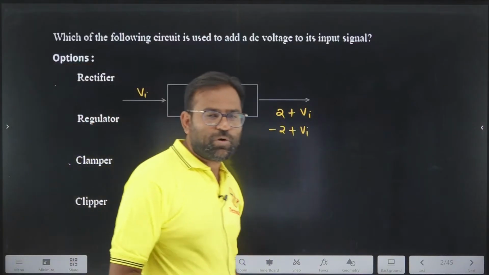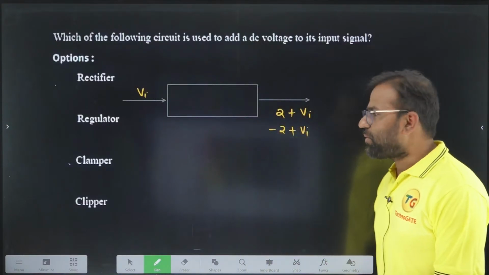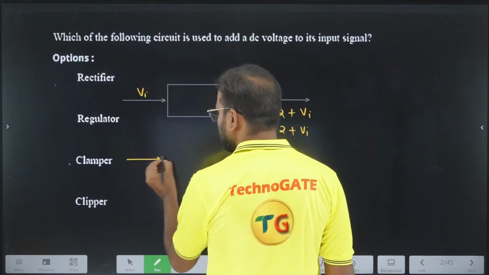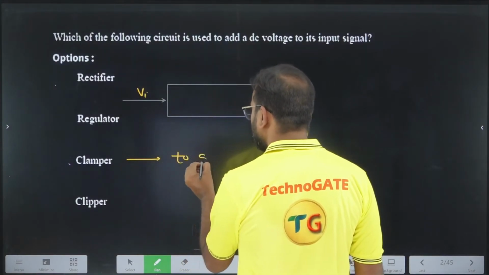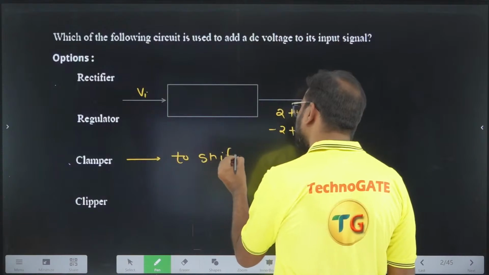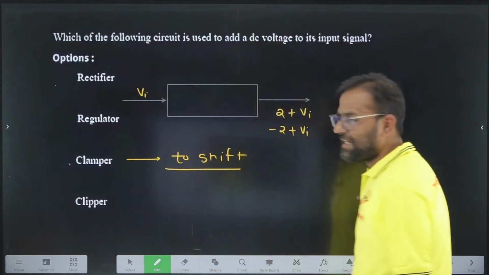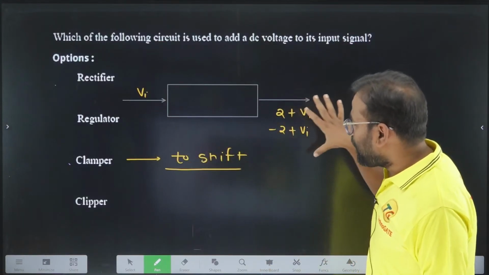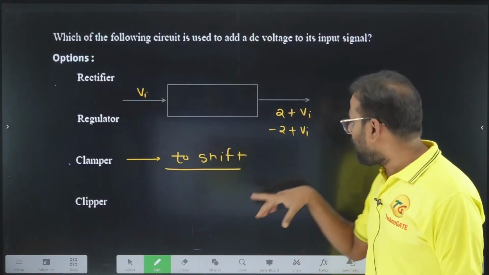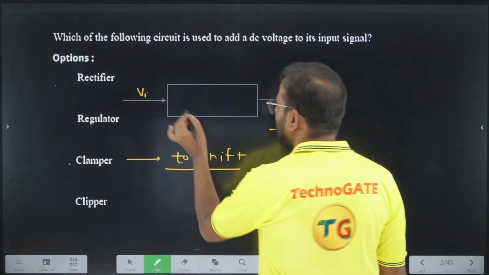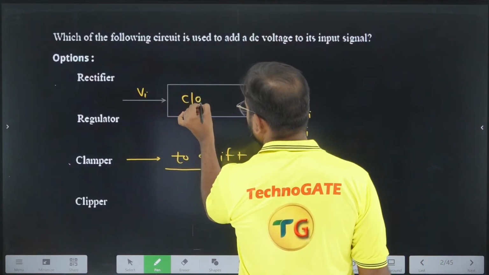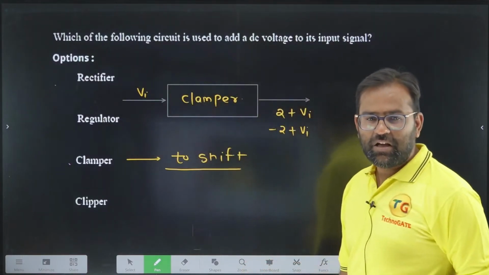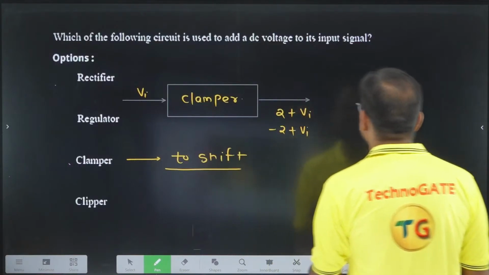And this action is known as clamping. Clamping means to shift something. What is the meaning of clamping? Clamping means to shift. So shifting an AC waveform is known as clamping action. So what do we need to shift a waveform by a DC voltage? We need a clamper. A clamper is the circuit which shifts the waveform.